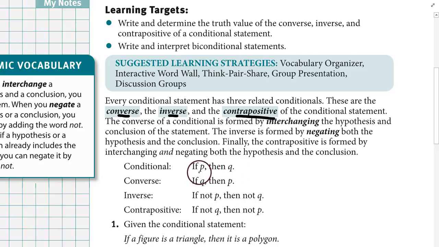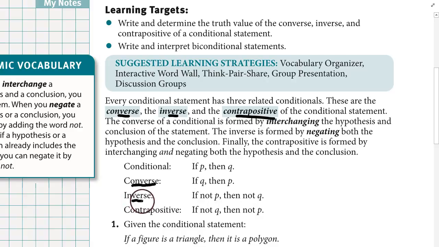So if the original sentence has the order if P, then Q, and you want to make its converse statement, you would interchange the hypothesis and conclusion. It would become if Q, then P. Again, remember that the Q and the P are the phrases of words that actually build up the sentence.